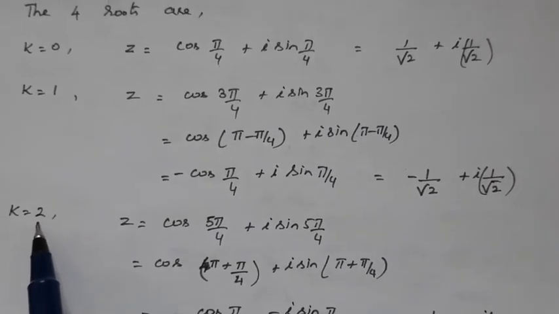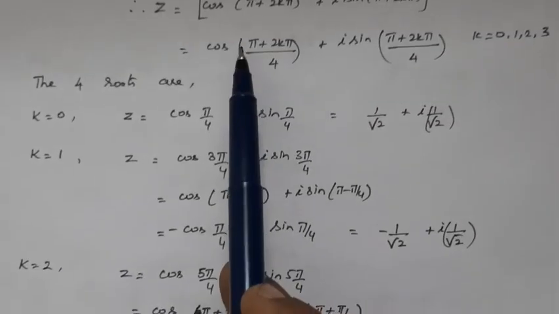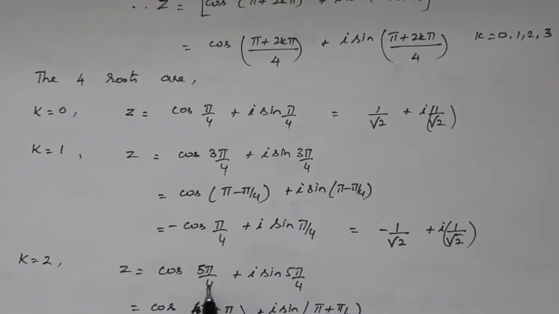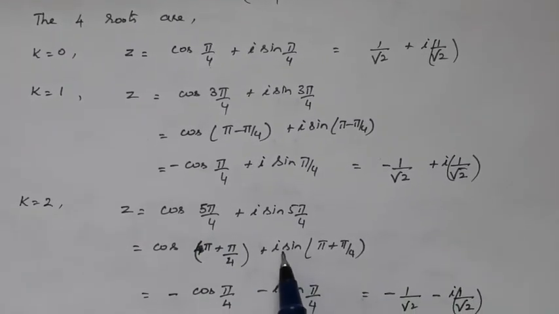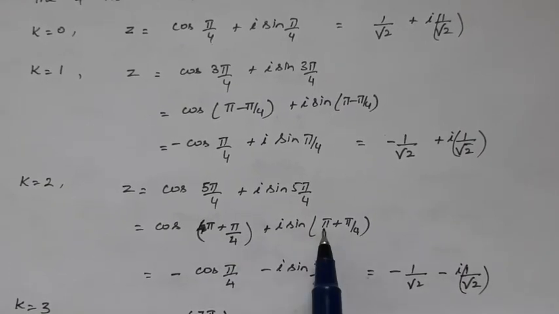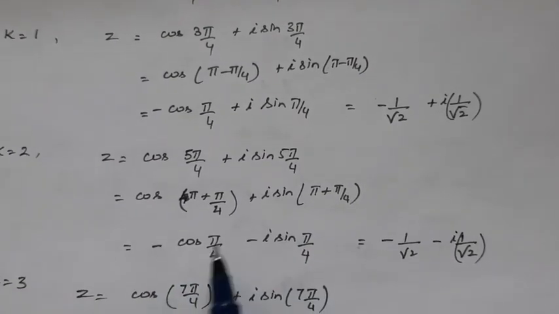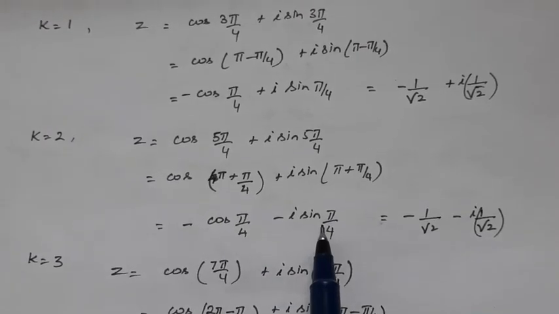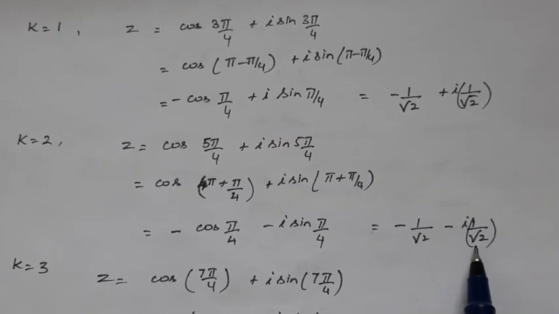Now, by substituting k is equal to 2, the third value is z is equal to cos 5 pi by 4 plus I sin 5 pi by 4. Again, 2 2s are 4, 4 plus 1 is 5. So we can write pi plus pi by 4 in both places. In this case, the angle pi plus pi by 4 lies in the third quadrant. In the third quadrant, both cos and sin are negative. So we have minus cos pi by 4 minus I sin pi by 4. Replacing the values, we have z as minus 1 by root 2 and minus I into 1 by root 2.